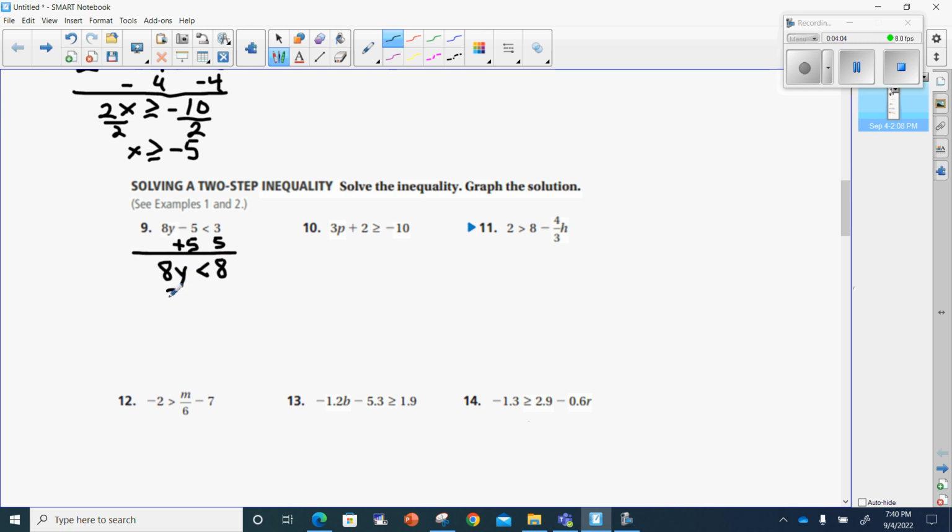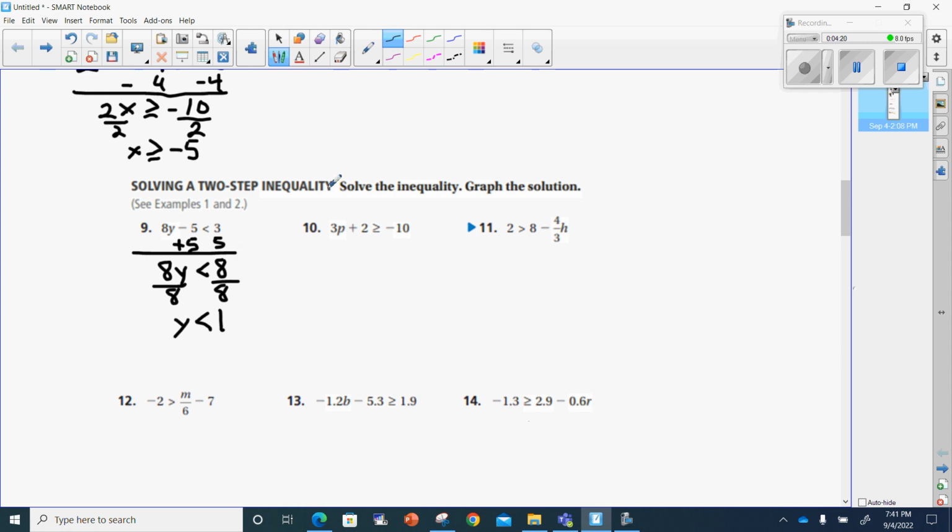Well, I have to divide 8 away from 8y. Whatever I divide from one side, I divide from the other. And now I have 8 over 8, which is 1. So that gives me 1y left over. I didn't divide or multiply by a negative number. So 8 divided by 8 is 1.